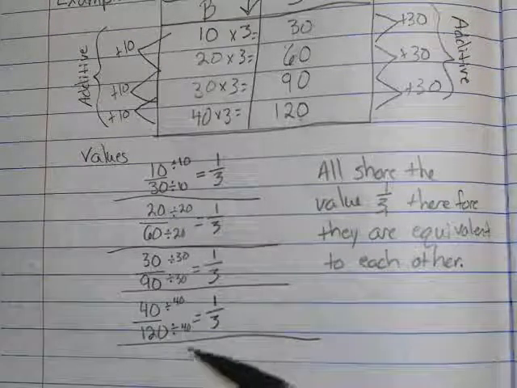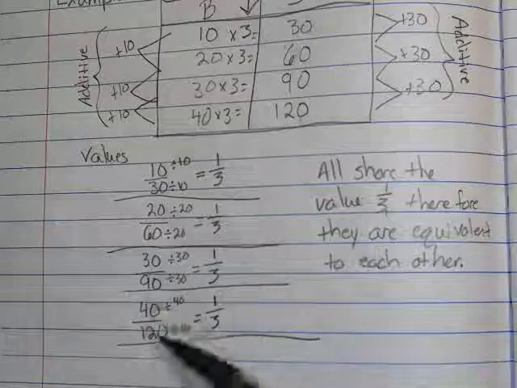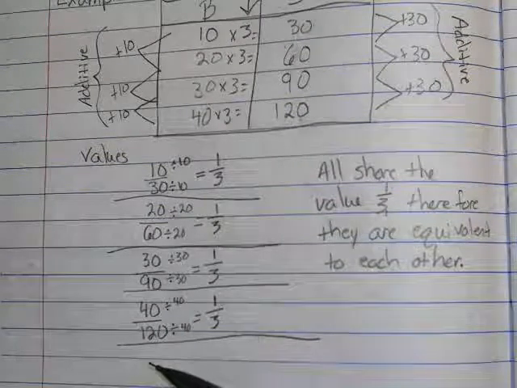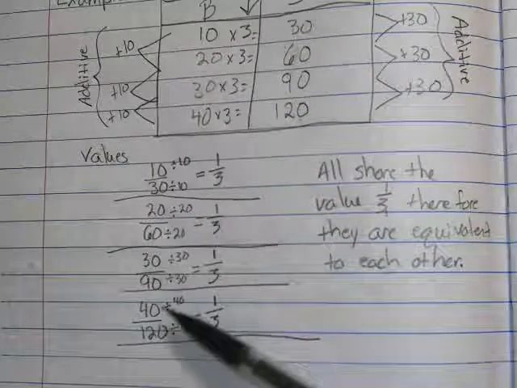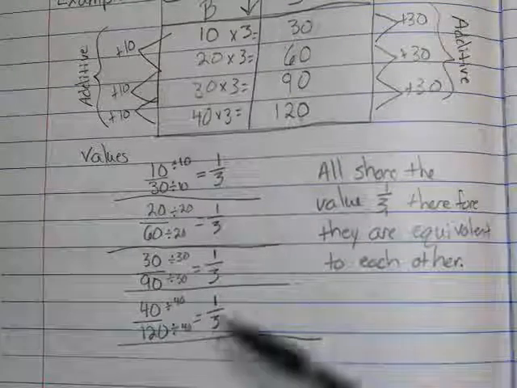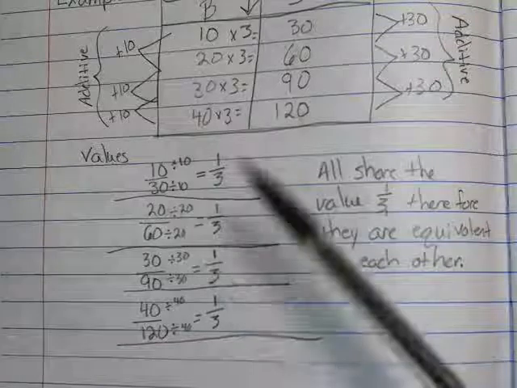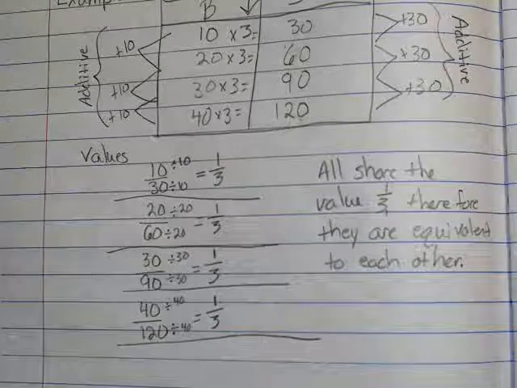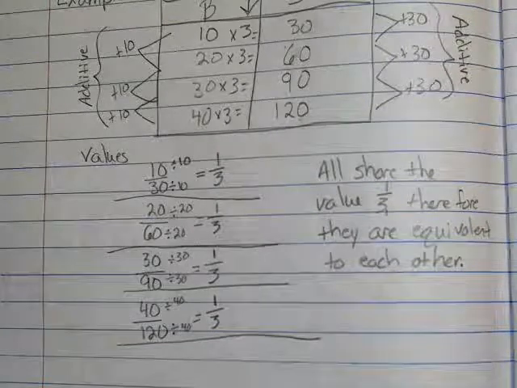And my last ratio was 40 to 120. Their greatest common factor is 40. 40 divided by 40 is 1, and 120 divided by 40 is 3, giving me 1/3 for each ratio, which means they all share the value of 1/3 and therefore are equivalent to each other.